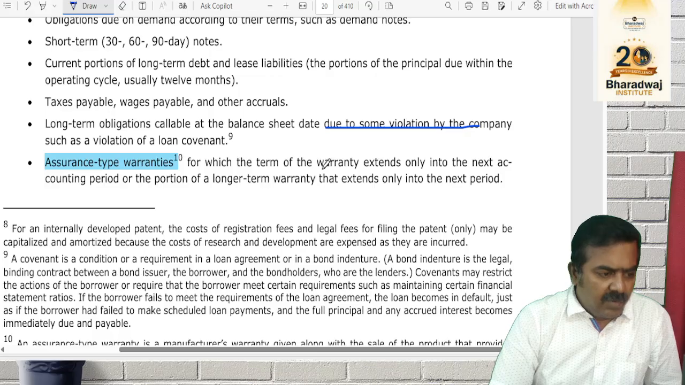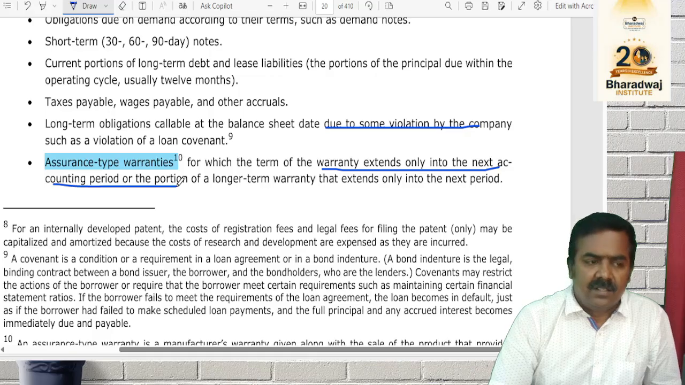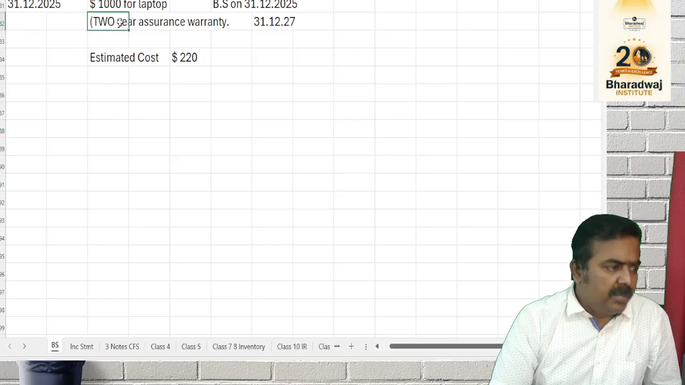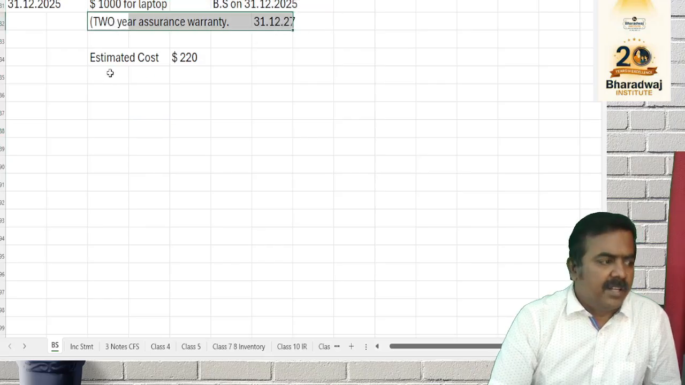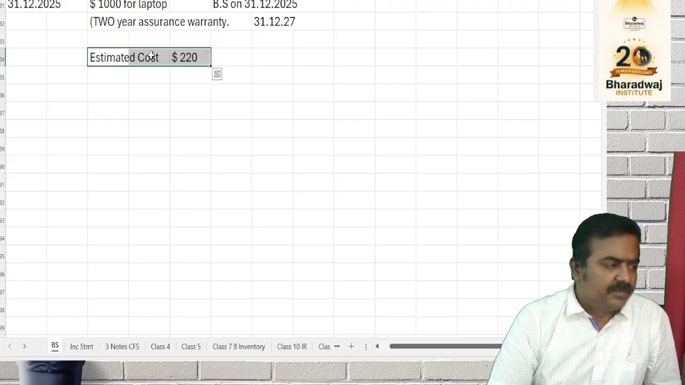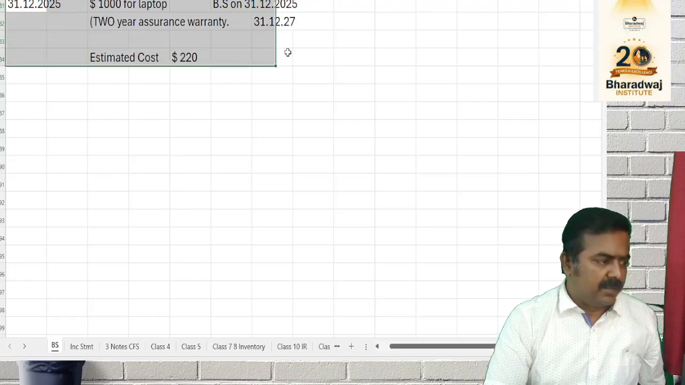Yes. If the warranty extends only to the next accounting period, then it will be called current. And if the warranty goes beyond 1 year, it will be called non-current. Okay, I'll give you one example.